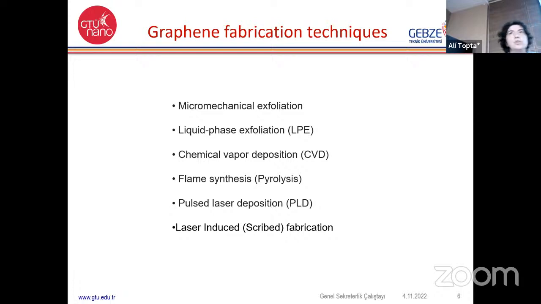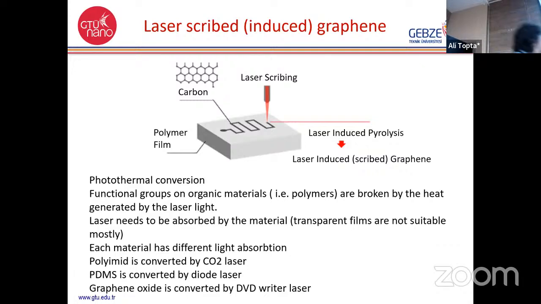Laser-induced fabrication is the most common one. It was introduced around 2014 by two different research groups. And the idea of laser scribing is that almost every material has a tendency to absorb light, and laser is a light. The idea here is introducing a laser with a high energy density on a surface.